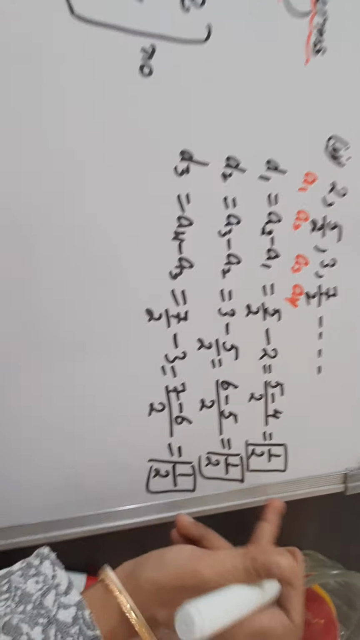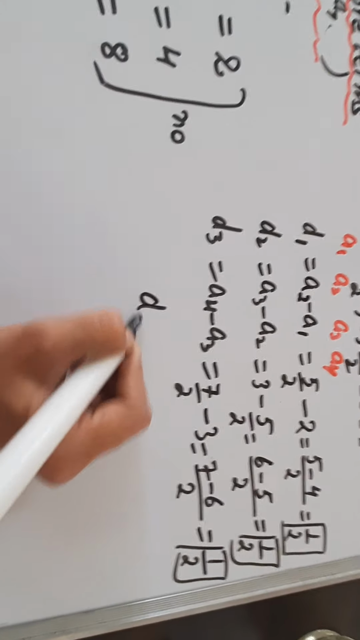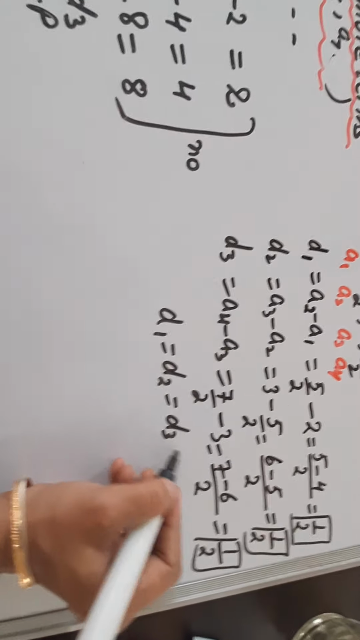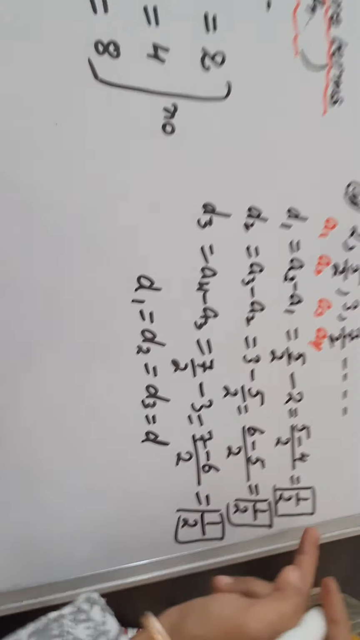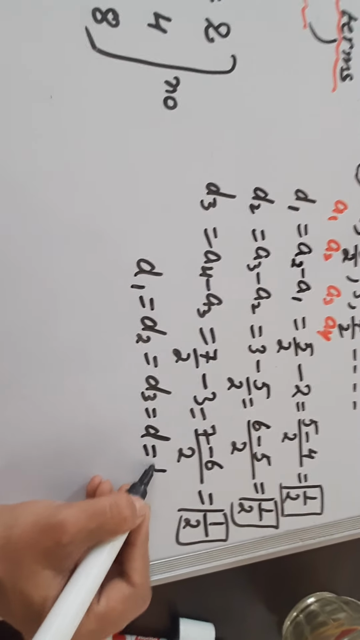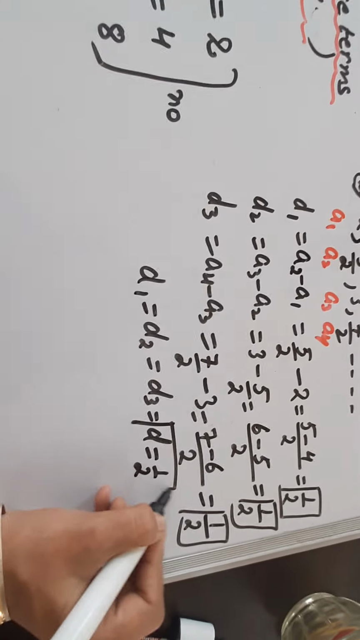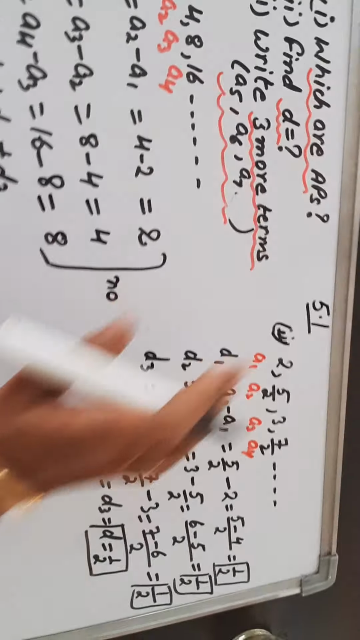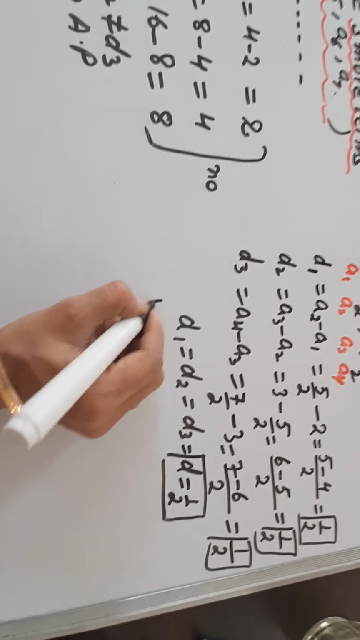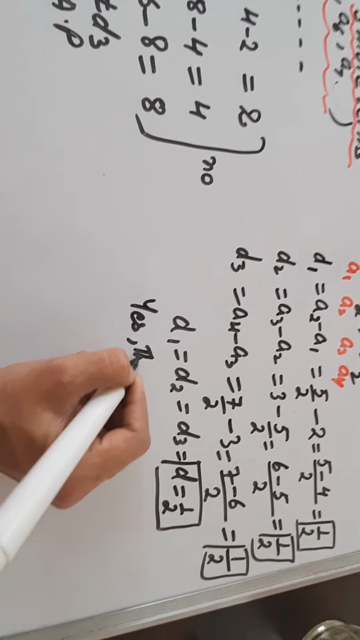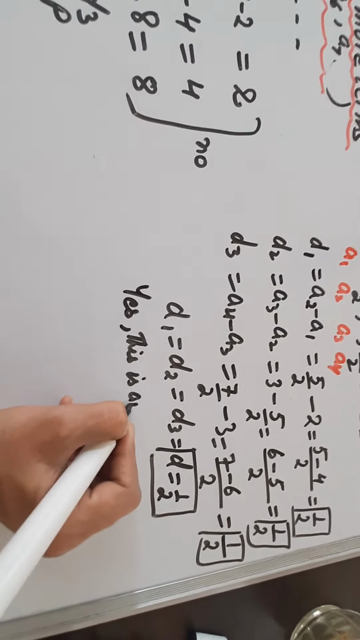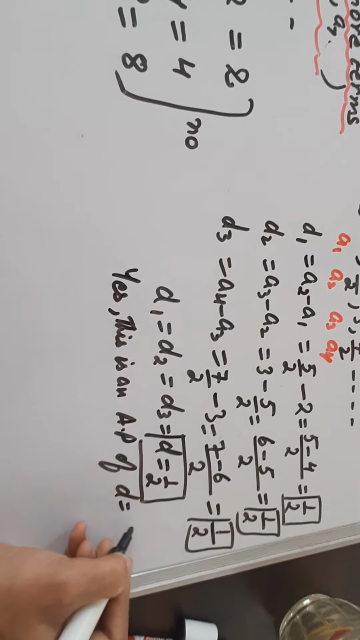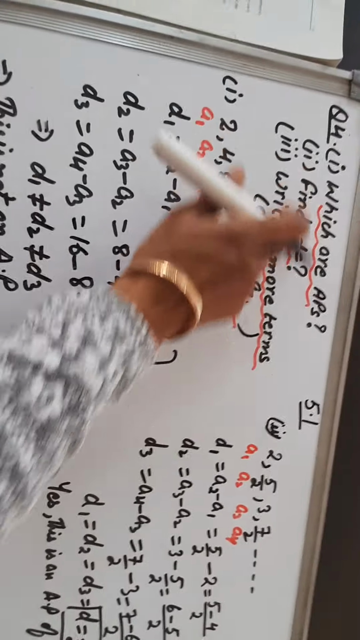So here you can see D1 is equal to D2 is equal to D3 is equal to D, and what did we get for D? Let's write the answer to the second part here. So D is 1 by 2. So is it an AP? We'll write yes, this is an AP of common difference 1 by 2. So the second part we have done.